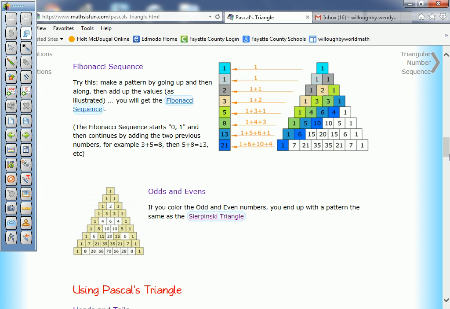The Fibonacci sequence. I've heard of the circle thing. I've heard of this name. I don't know what it is. It does the little whirly thing.